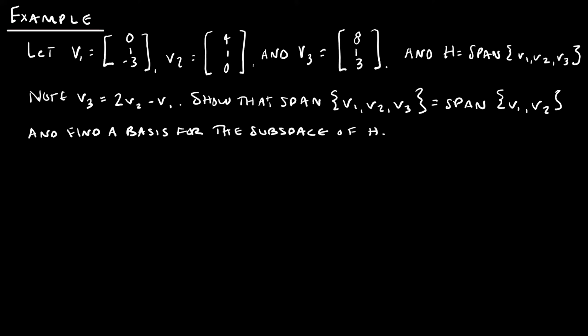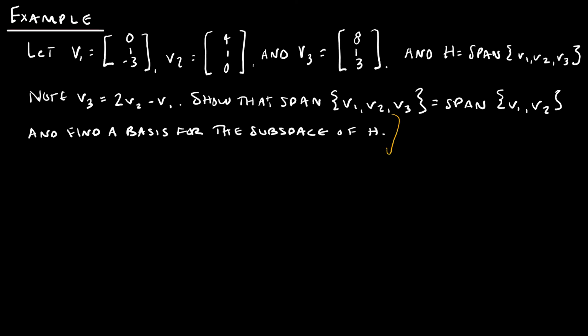Let's look at an example together that's perhaps a little bit less abstract. I've got three vectors, v1, v2, v3, and H is the span of those three vectors. And also note that v3 can be written as a linear combination of v1 and v2 by taking 2v2 minus v1. I need to show first that span v1, v2, v3, also known as H, is equal to the span of v1, v2, and then find a basis for H. So there's a lot going on, but I feel that we can do this.